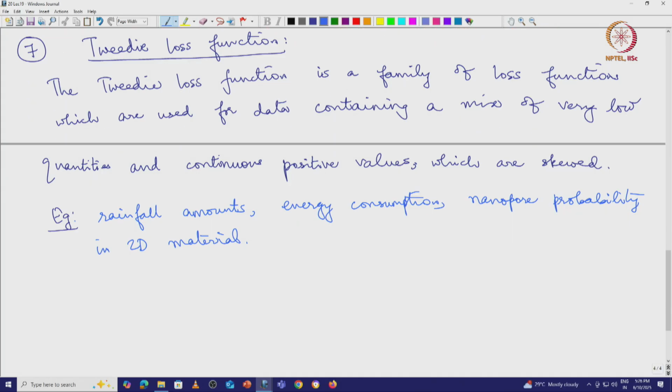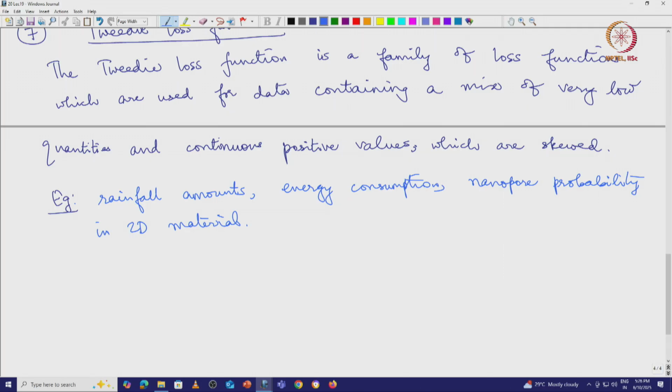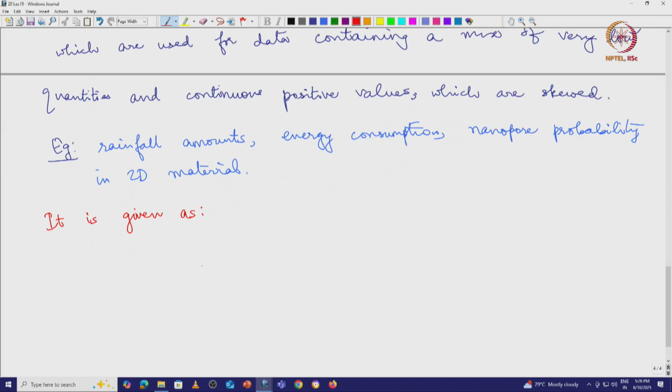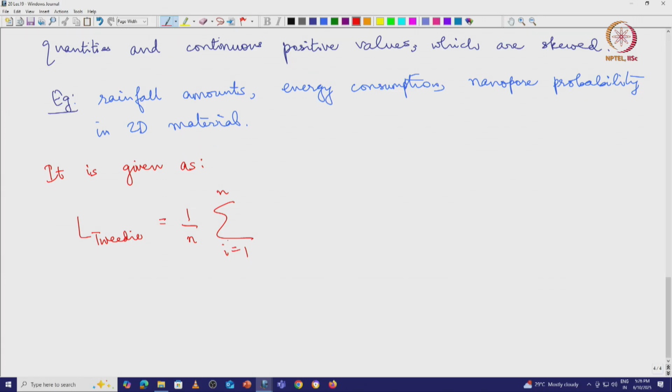Alright, so how does this Tweedie loss function look like? So, the Tweedie loss function is given as L Tweedie equals 1 over n sum i going from 1 to n, and like I said, it is a family of loss functions, and there is a parameter which you can use to control this loss function. You have to specify that parameter. So, that parameter I will call v.